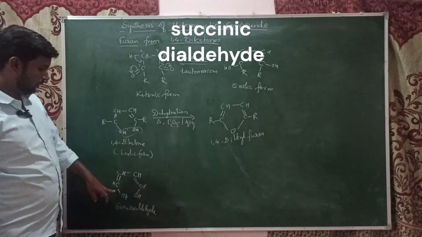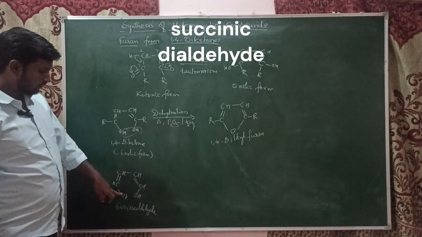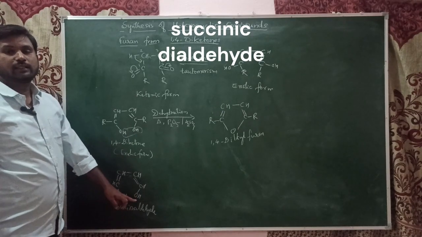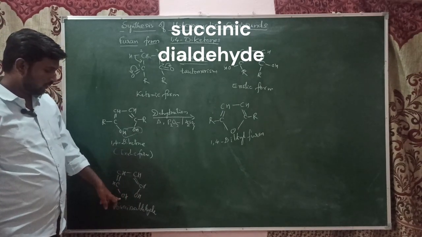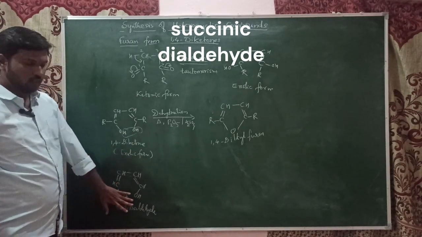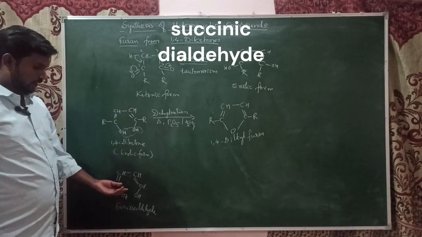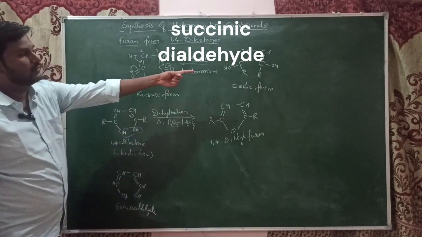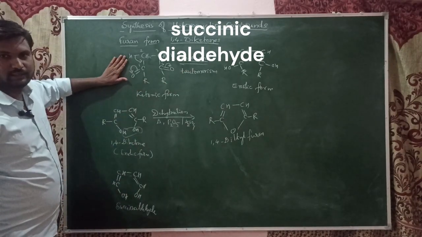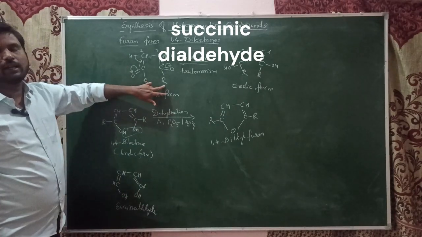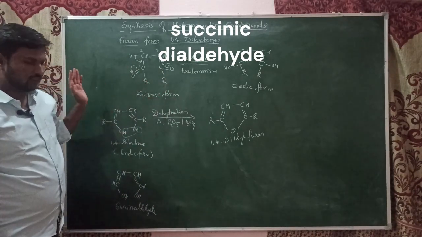Please remember, you can ask me, sir, there is no ketonic group or aldehyde group, but you are writing alcohol groups. Actually it is aldehyde, but it is in the enolic form. It will be like this. Here, if you replace R by H, that is succinaldehyde.